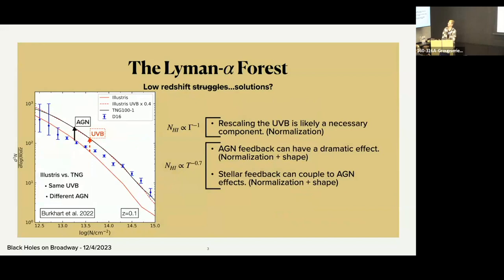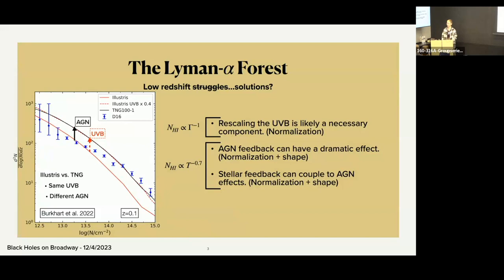Okay, so how do we fix this mismatch between simulations and observations? Like I said, you can either get more photons or more heating because the column density scales with both of them. You are going to need more heating than you would need photons, but they both work. So that means rescaling the UVB. At low redshift, it is pretty unconstrained right now, so it's pretty reasonable to rescale the UVB to an extent.